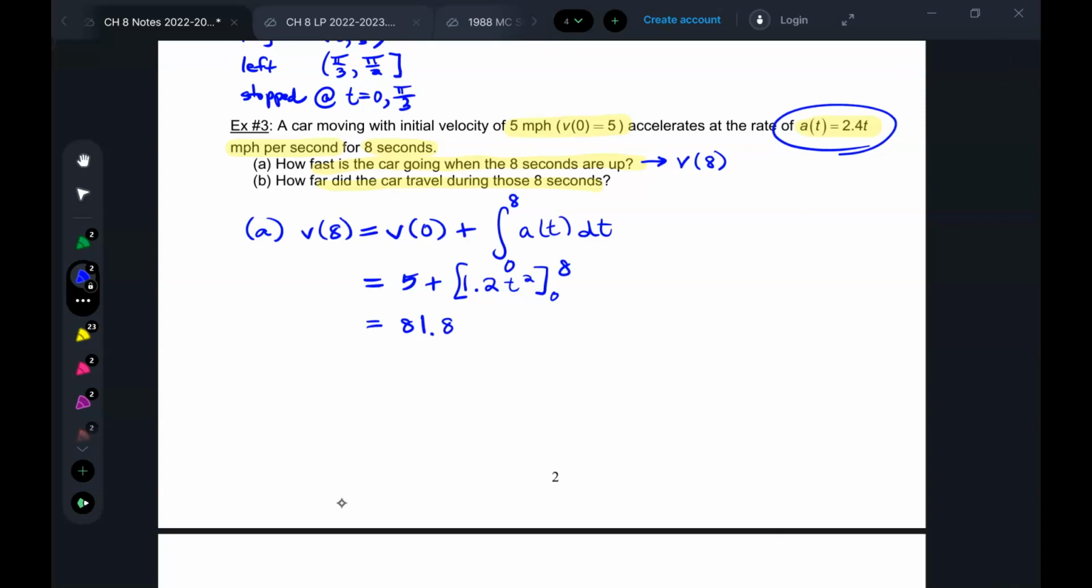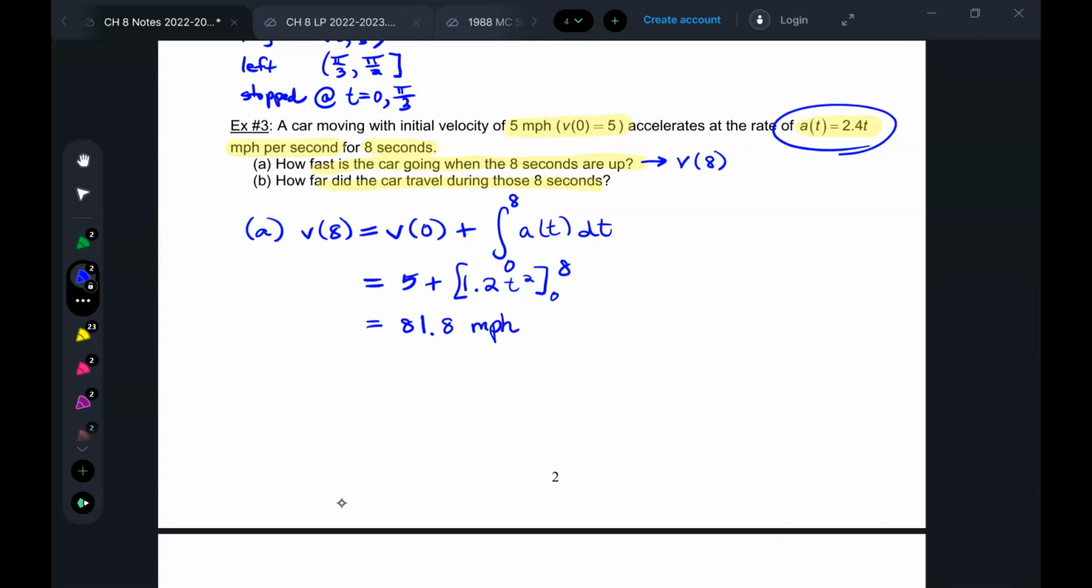Do I have to change anything with my units here? Okay, so this was miles per hour per second over 8 seconds. Because I integrated here with respect to seconds, I'm okay. I end up with just miles per hour here.